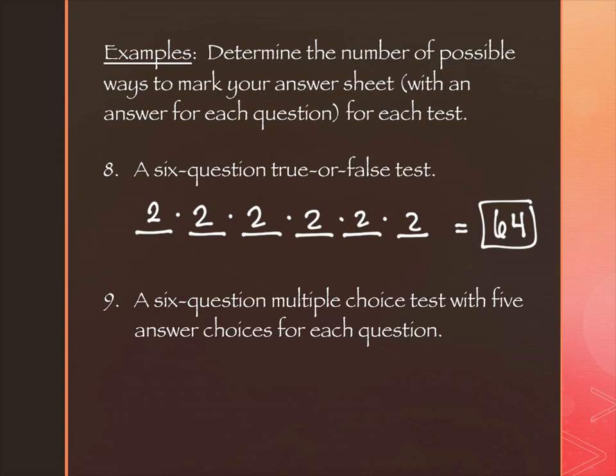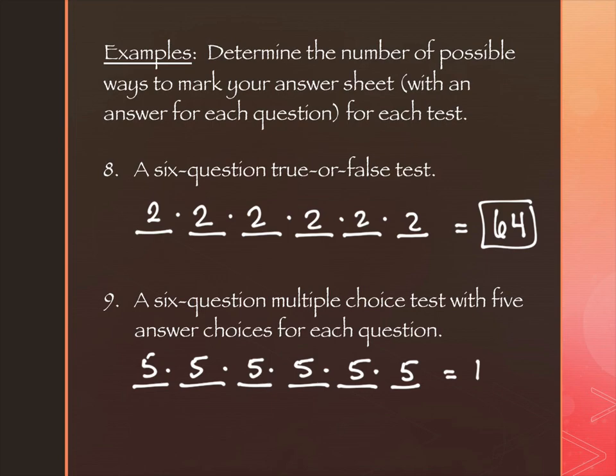Same 6-question test. But now I don't have 2 answer choices each time. It's not true, false. It's multiple choice. How many choices do I have for each of my answers? 5. So instead of 2's everywhere, I have 5's everywhere. And you might think, well, yeah, it's going to get a little bit bigger. What is 5 times 5 times 5 times 5 times 5 times 5? 15,625. Did it get a little bit bigger? No, it got a lot bigger, didn't it?